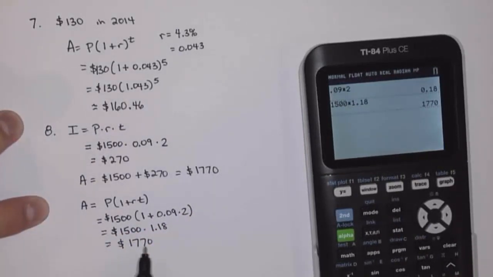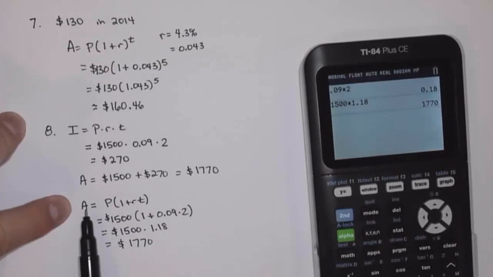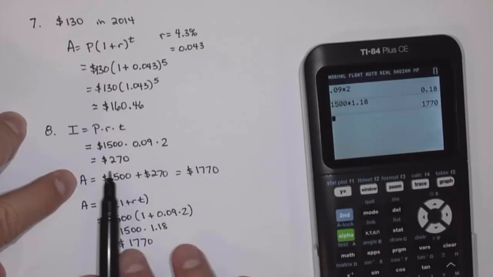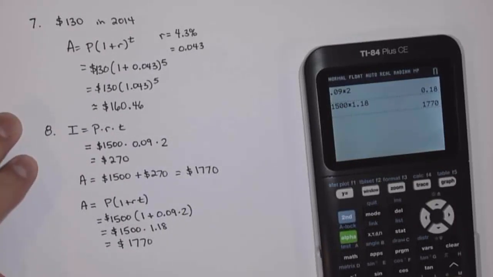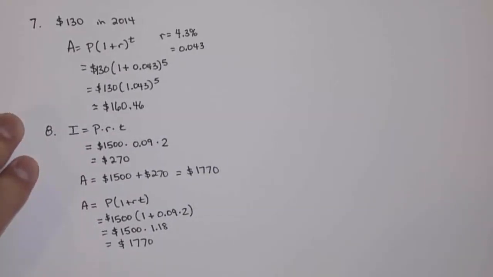And if I take $1,500 times 1.18, that gives me the $1,770. So we could have done that using this direct formula, which gives us the future value, instead of doing it in 2 steps like we did here. Doesn't really matter which way, you can use either one.